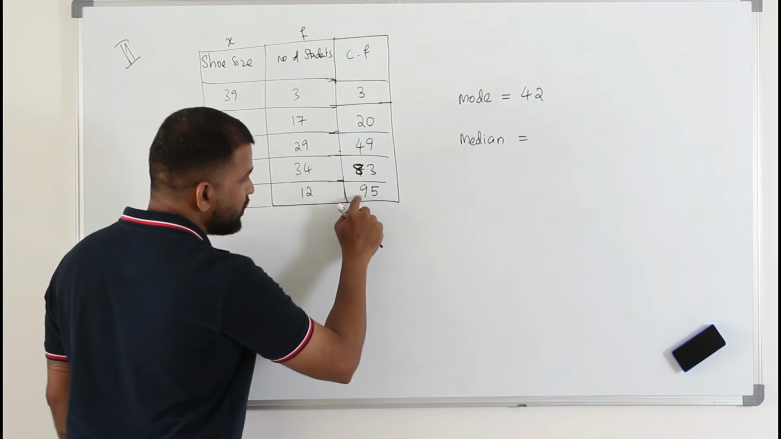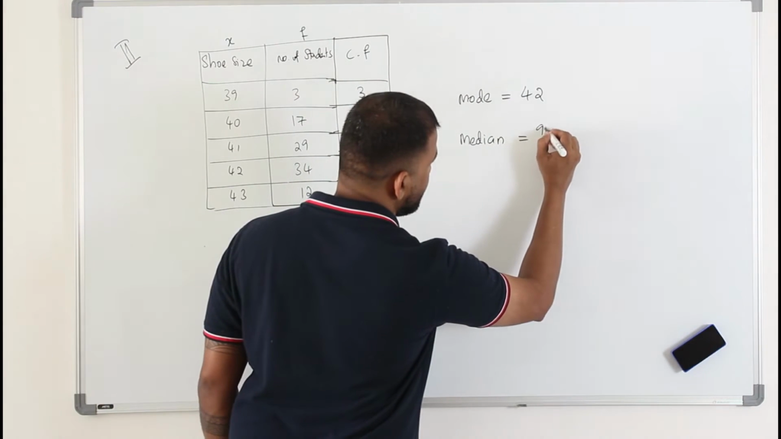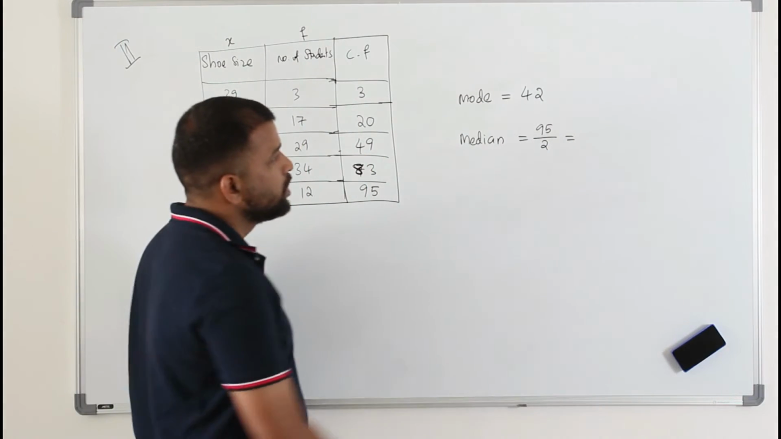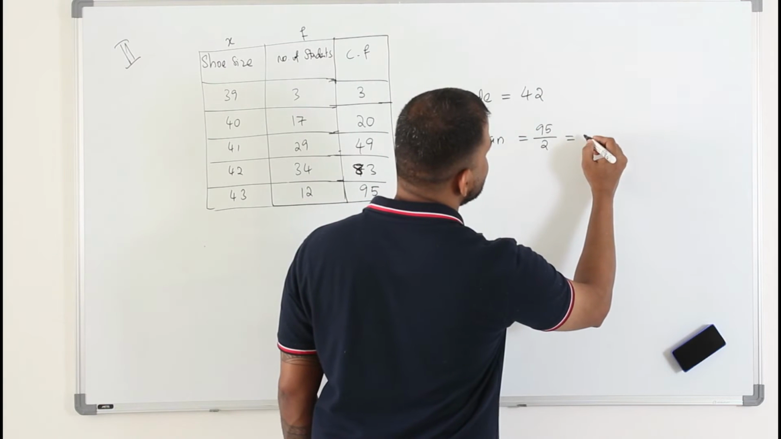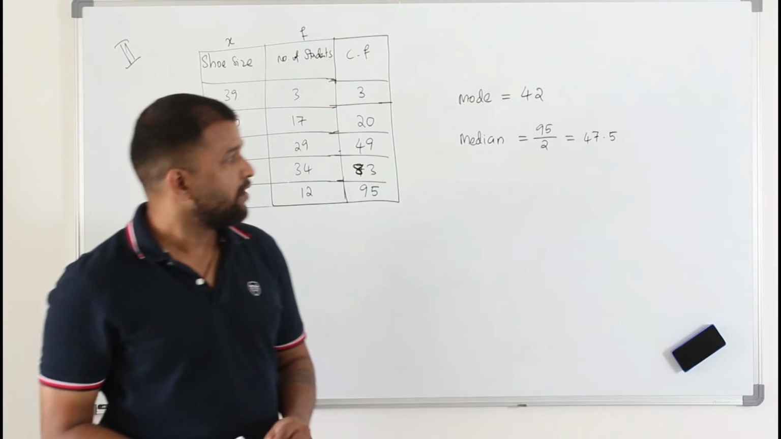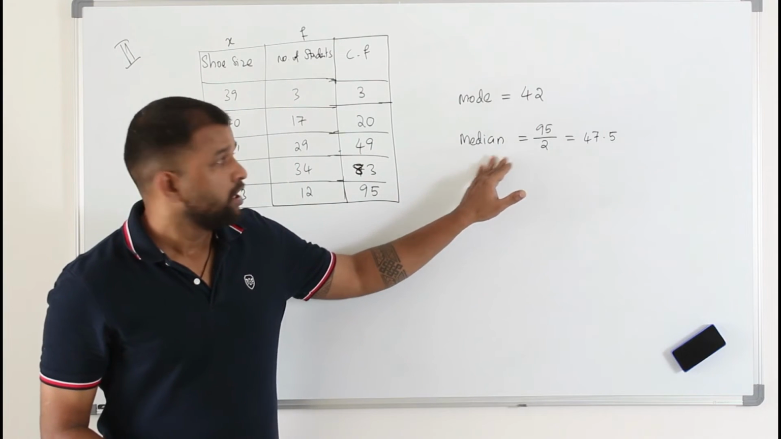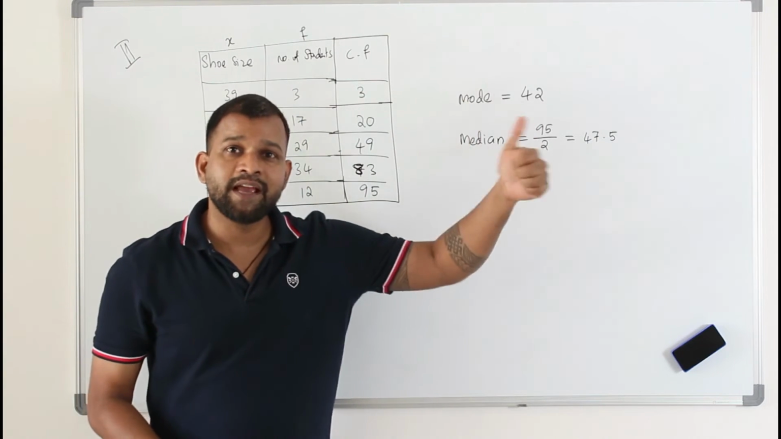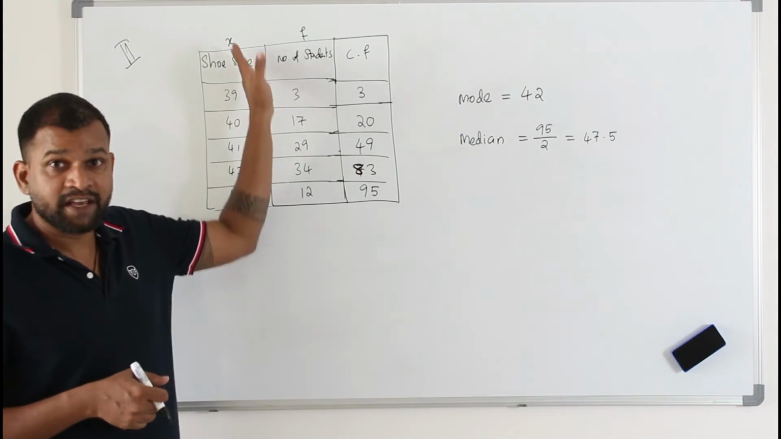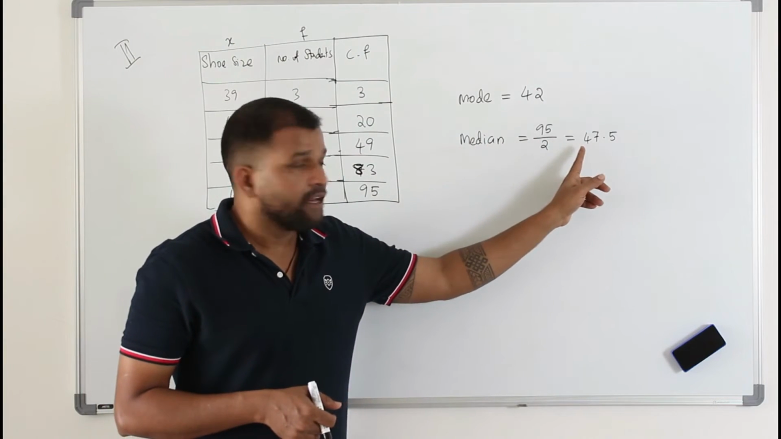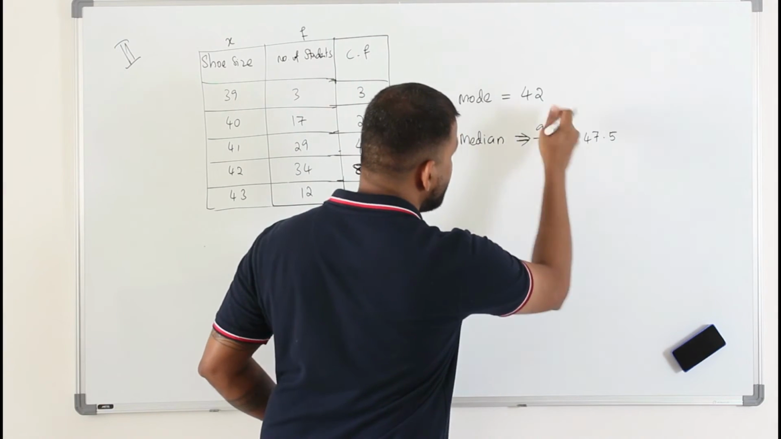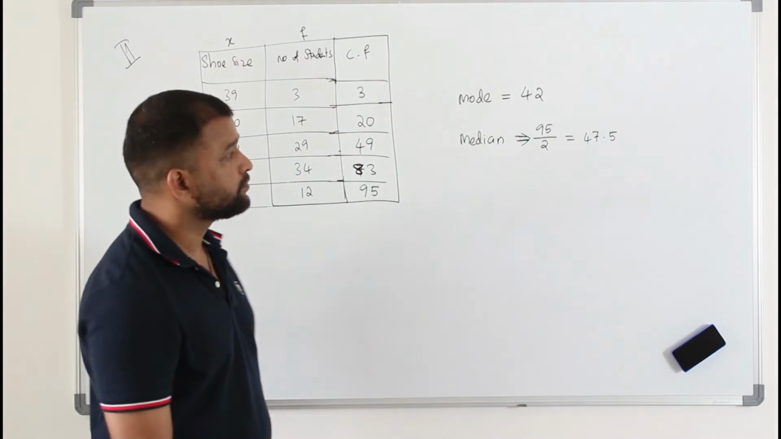Now take the last figure, 95, and divide by 2. For median, you always need to divide by 2. So it's going to be 47.5. Now listen to me carefully. This is not the median. We always take mode, range, median, lower quartile, upper quartile, everything from the x actually. So this 47.5 is what we use to find the median.